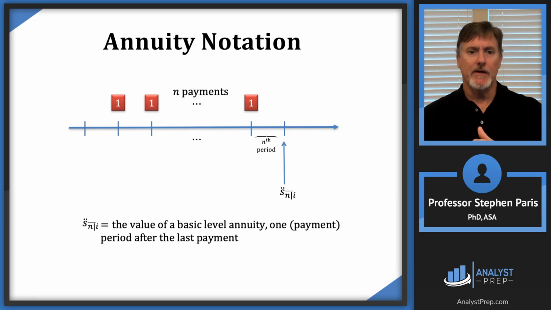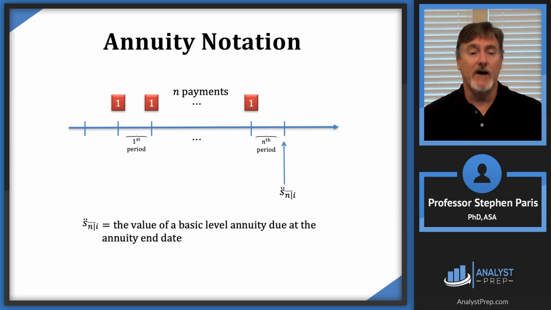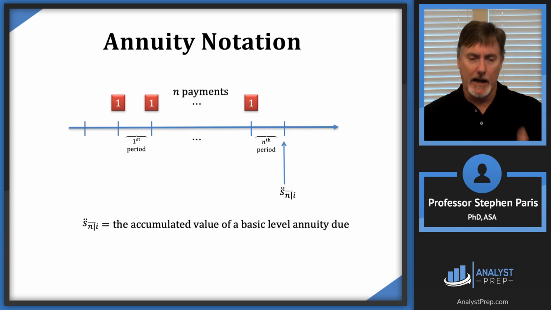That would make the last payment at the beginning of the last period. Likewise, the first payment would be at the beginning of the first period. And so this could be thought of as the value of a basic level annuity due at the annuity end date. I would simplify that as the accumulated value of a basic level annuity due.